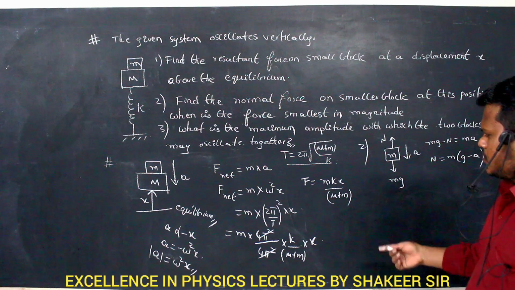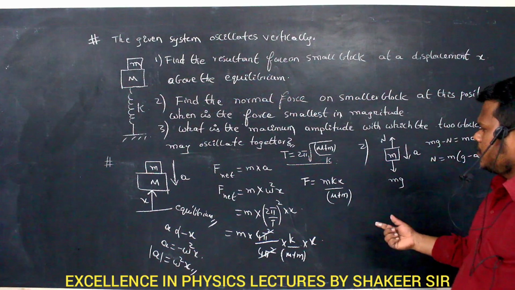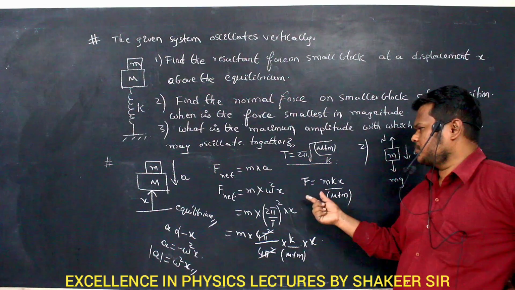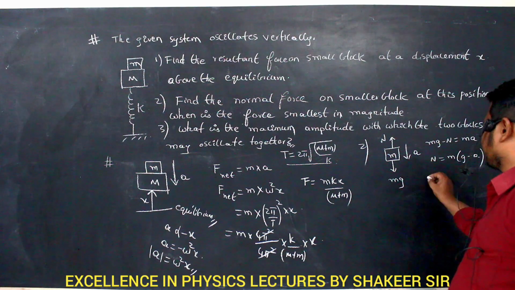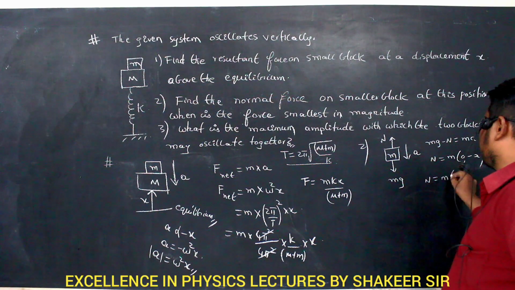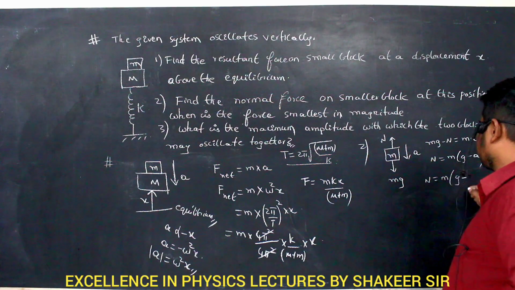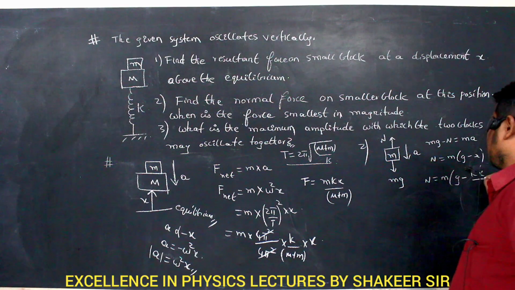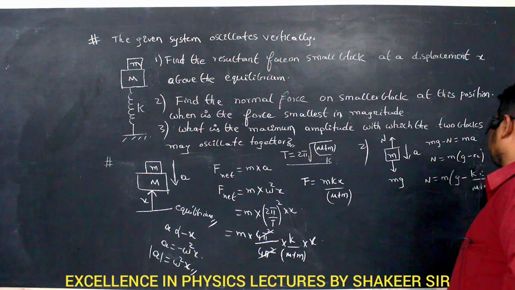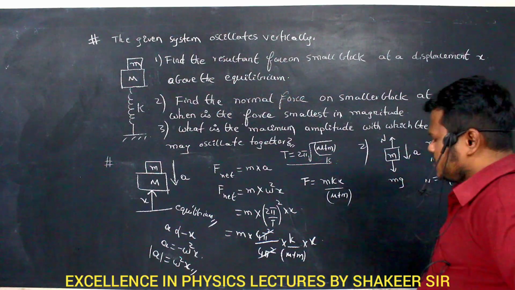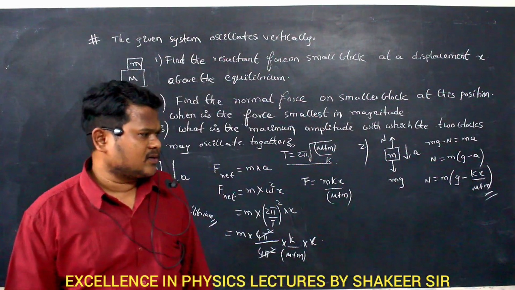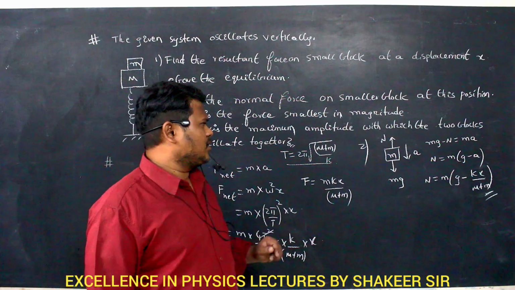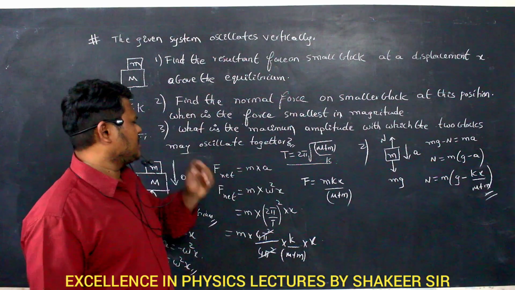Clear? So the a value we have already calculated, no? So equate both of them. Acceleration will become kx divided by capital M plus small m. So therefore N is equal to m into (g minus acceleration), which can be written as kx divided by capital M plus small m. Clear? So this is the normal reaction which is acting on small m. Clear?